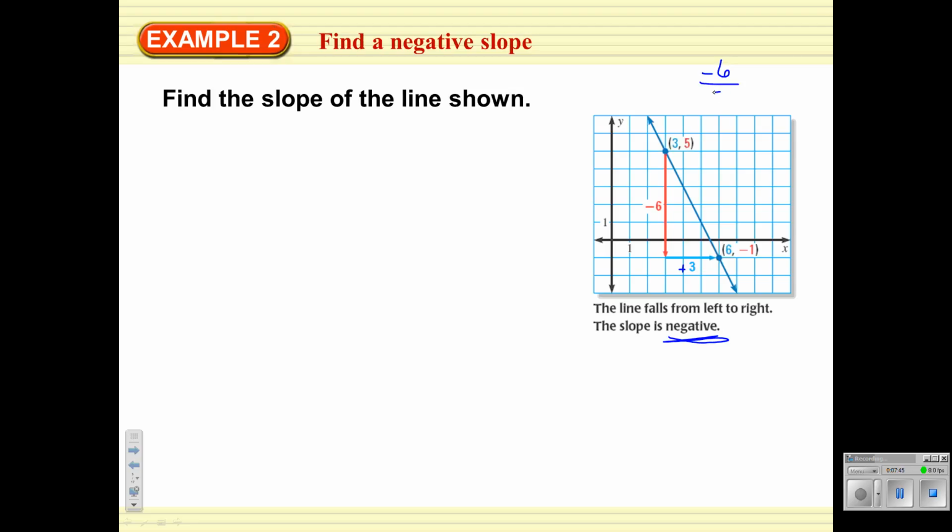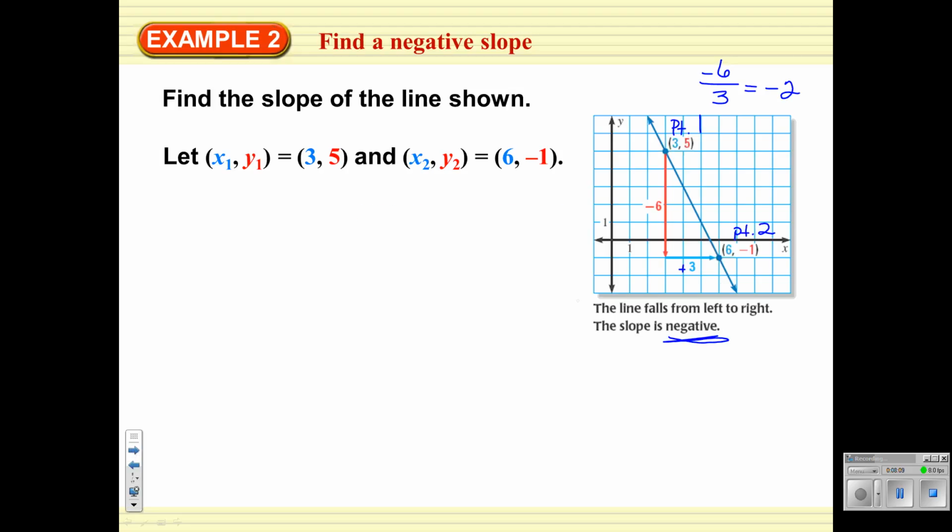So my slope looks like this, and negative 6 divided by 3 is negative 2. We can say negative 2 over 1, but we understand that it's over 1. So my slope is a negative 2. It's going downhill. So let's go ahead and substitute those points in just to practice again. We've labeled this one point 1 and this one point 2.